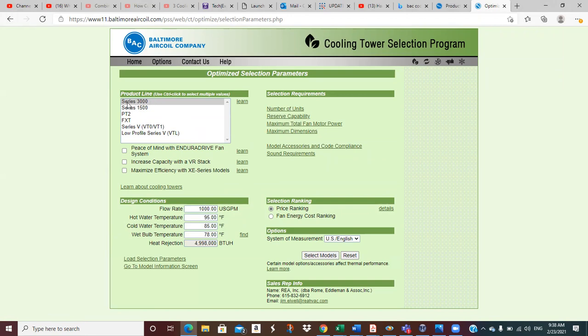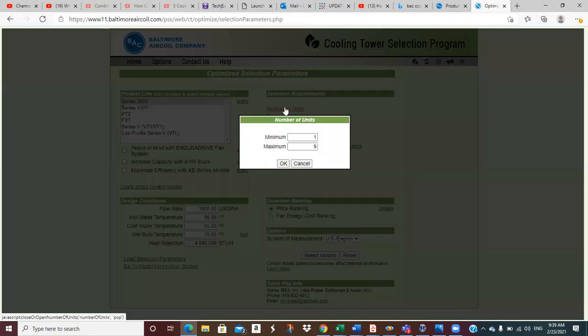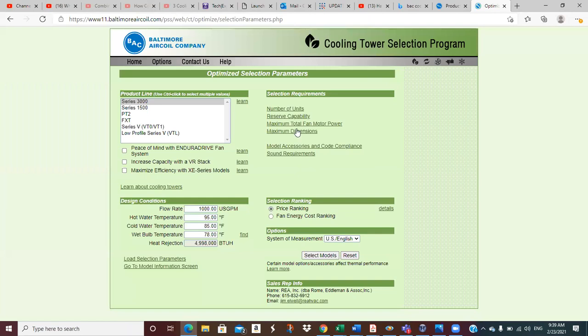But we can just stay with the Series 3000 for this. And then selection requirements, you can come over here and tell it, I want just 1 unit, or I want you to auto select anywhere between 1 and 9 units, based on the selection criteria they have built into the program. You got all kinds of options here. Reserve capability.